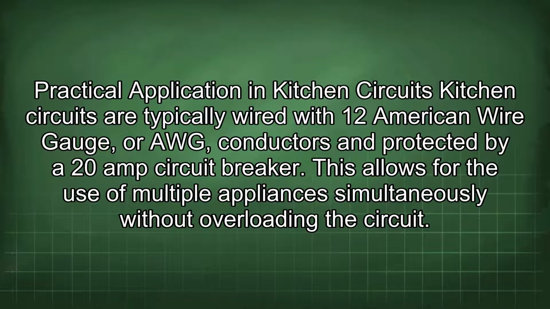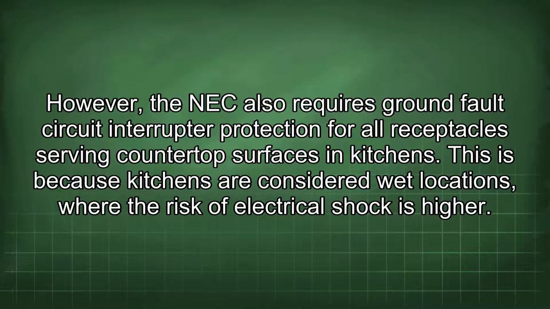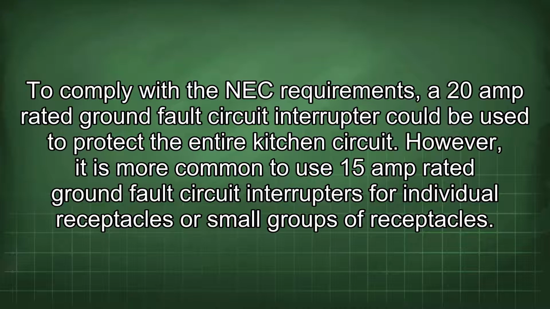Practical application in kitchen circuits. Kitchen circuits are typically wired with 12 American wire gauge, or AWG, conductors and protected by a 20 amp circuit breaker. This allows for the use of multiple appliances simultaneously without overloading the circuit. However, the NEC also requires ground fault circuit interrupter protection for all receptacles serving countertop surfaces in kitchens. This is because kitchens are considered wet locations where the risk of electrical shock is higher. To comply with the NEC requirements, a 20 amp rated ground fault circuit interrupter could be used to protect the entire kitchen circuit.